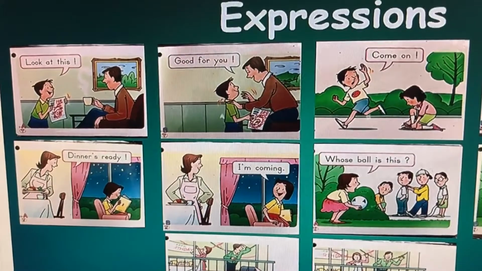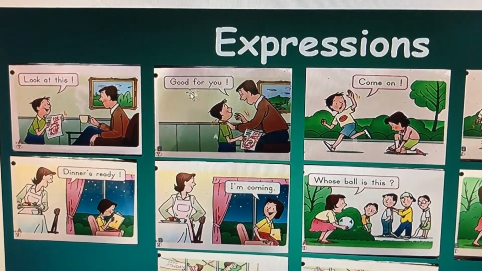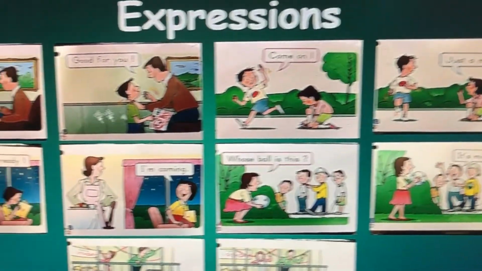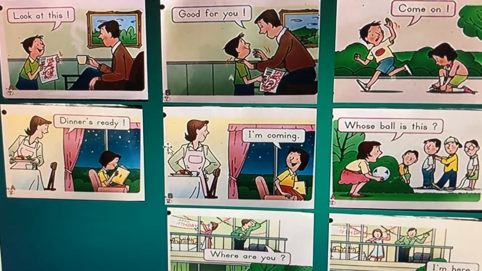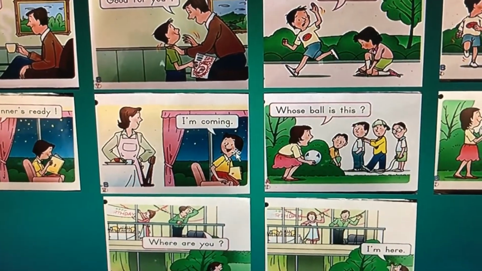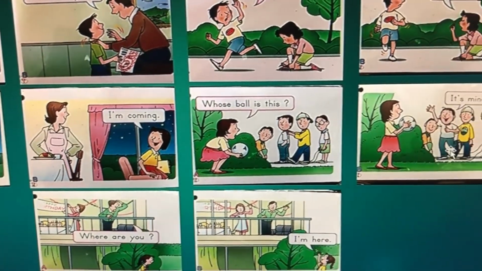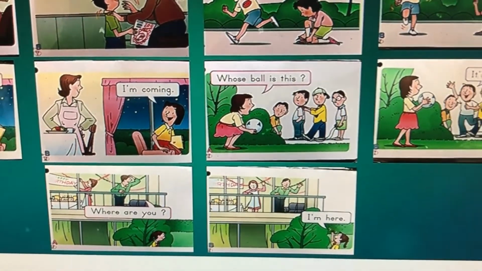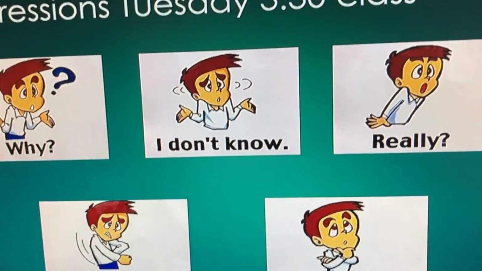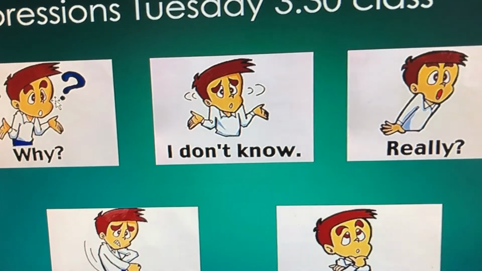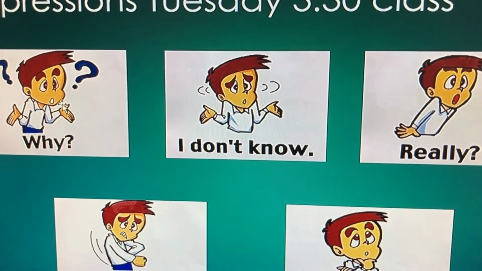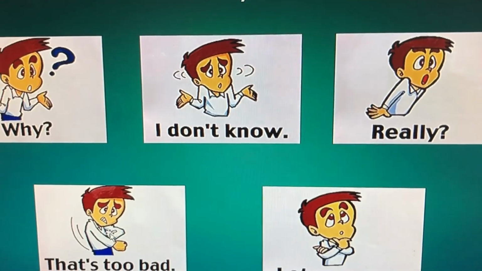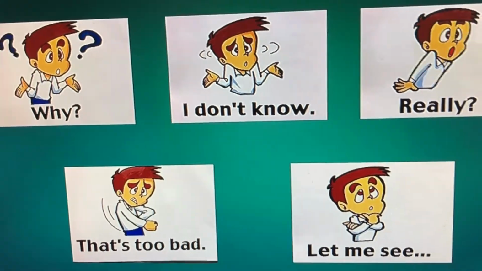I have expressions. That means hyogen in Japanese. Look at this. Good for you. Come on. Just a minute. Dinner's ready. I'm coming. Whose ball is this? It's mine. Where are you? I'm here. More expressions. Why? I don't know. Really? That's too bad. Let me see.